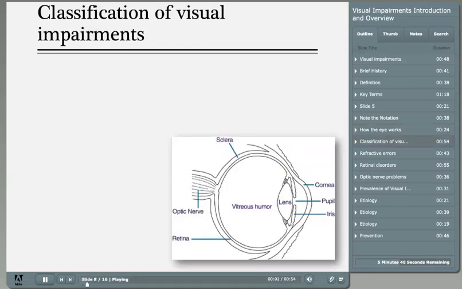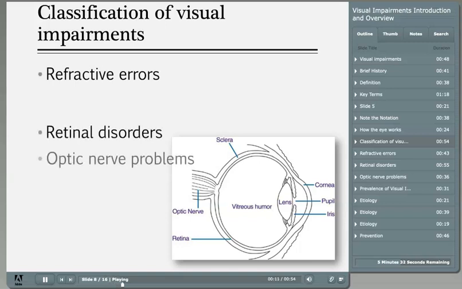There are many ways to classify visual impairments. Impairments are usually classified as refractive errors, retinal disorders, and optic nerve problems.